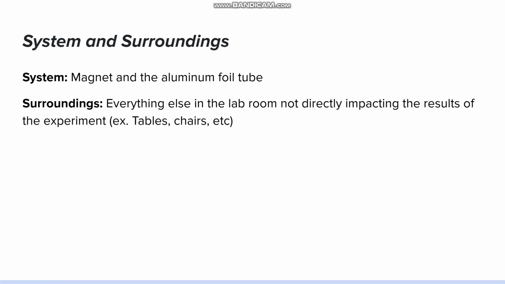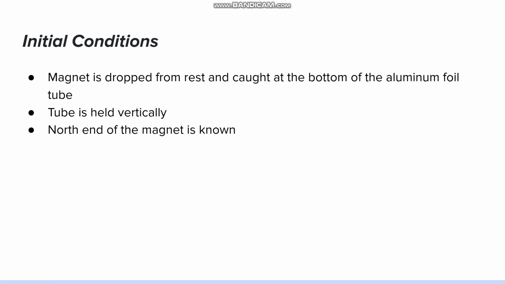System and surroundings. The system in this lab was the magnet in the aluminum foil tube, while the surroundings was everything else in the lab room not directly impacting results of the experiment, including tables, chairs, etc. Initial conditions. The initial conditions for this lab were that the magnet is dropped from rest and caught at the bottom of the aluminum foil tube, that the tube is held vertically, and that the north end of the magnet is known before dropping the magnet.